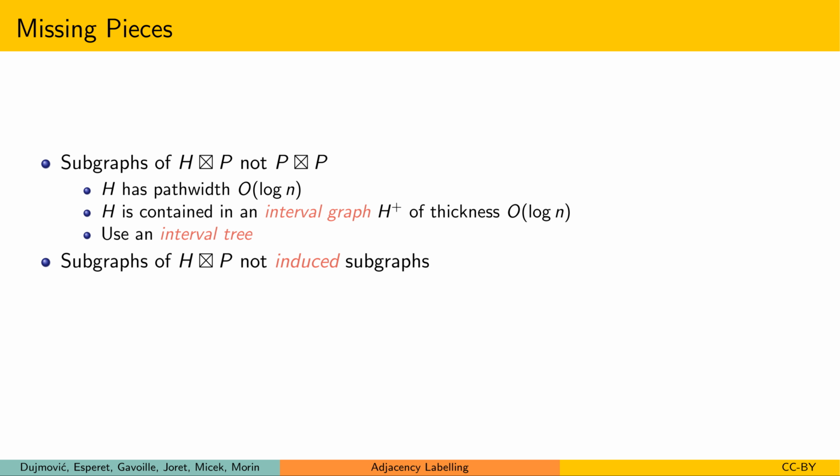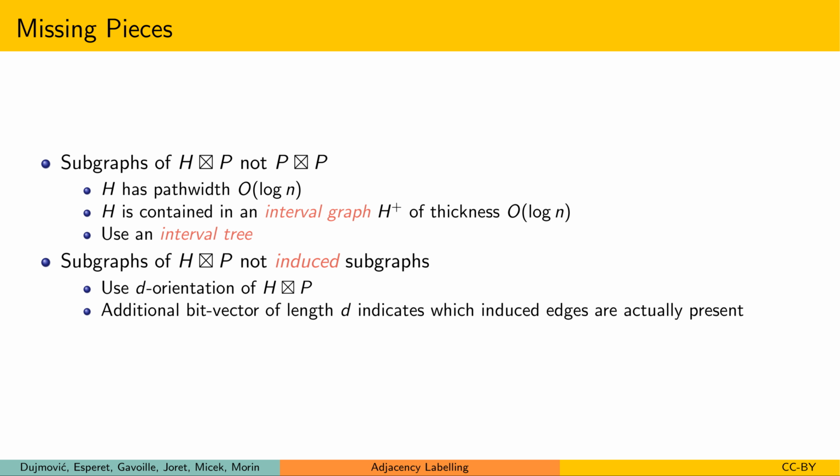A final detail is that these labeling schemes have to work for all subgraphs of H times P, not just induced subgraphs. This is handled in a fairly straightforward way by using an orientation of H times P in which each vertex has outdegree at most d. Then the label of each vertex includes a bit vector of length d that indicates which of its outgoing edges in the induced graph are actually present in the subgraph.